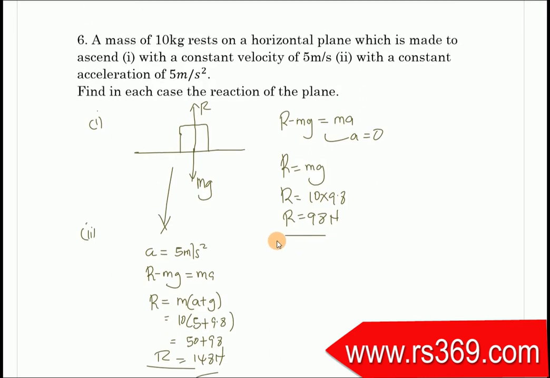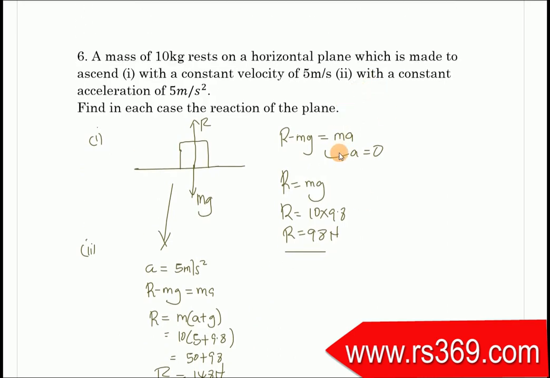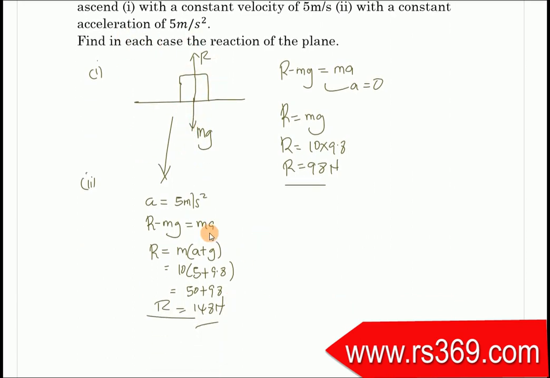Constant velocity, acceleration is 0. Whenever the body is moving with a constant velocity, its acceleration is 0. And now for Roman 2, they gave us the acceleration. So this one minus this one equal to ma. Why? Because the body is moving upwards.